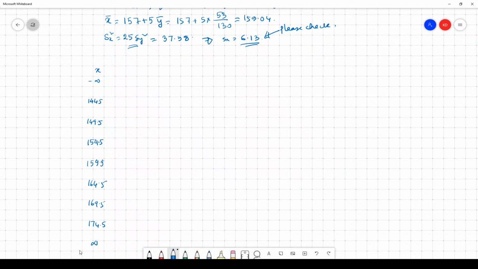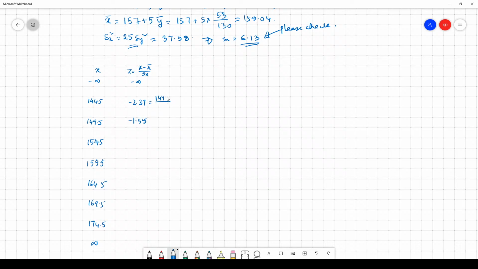Last one is infinity, because x lies between minus infinity to plus infinity. Now the z score is equal to x minus x bar divided by Sx. So when x is 144.5, we get the value minus 2.37. Please check my calculation. This is 1.55.